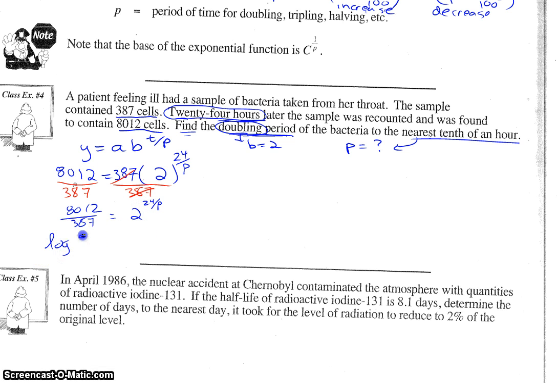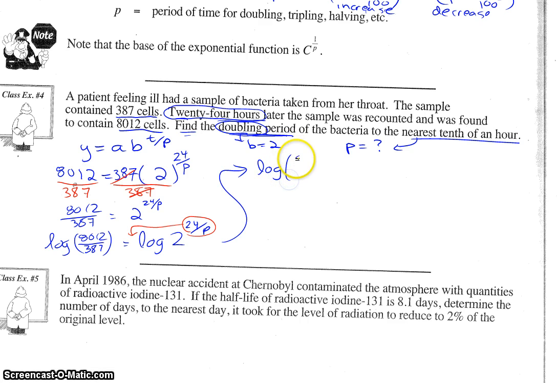So we're going to have log of 8012 over 387. Yes, you can get a number for that, but it's probably going to be one that you're going to have to round, and you don't want to round anything, because then your final answer might be off. Okay, so now we have that. Why did we do that? So that now our exponent, we can use our power rule from logarithms, so our exponent can move down front. Alright, so we now have log of that ugliness again, 8012 over 387 equals 24 over p times log 2.